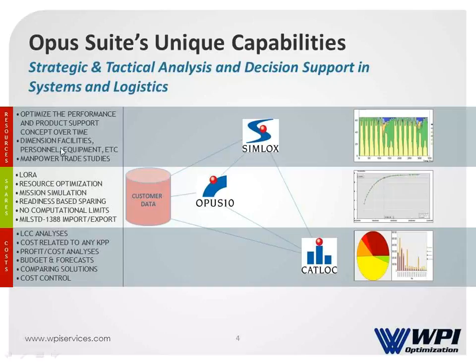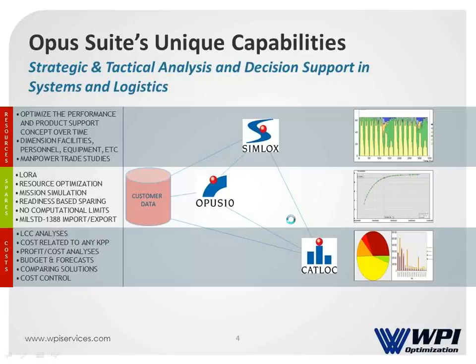After we've done this kind of optimization analysis, it's important to be able to visualize cost, and that's where Catlock comes in quite useful in understanding the lifecycle cost capabilities, costs related to any of our key performance parameters, doing budgeting, forecasting, and comparing these different solutions, with a full suite of sensitivity analyses and things like that.